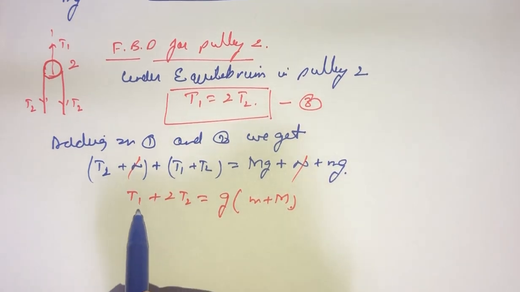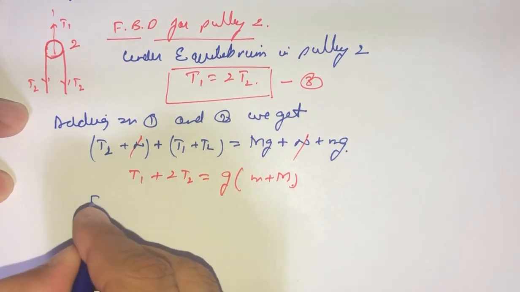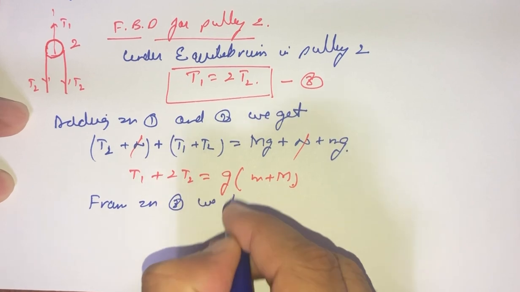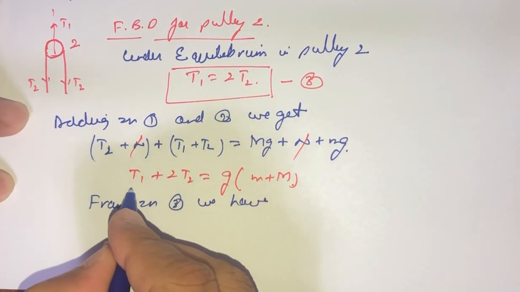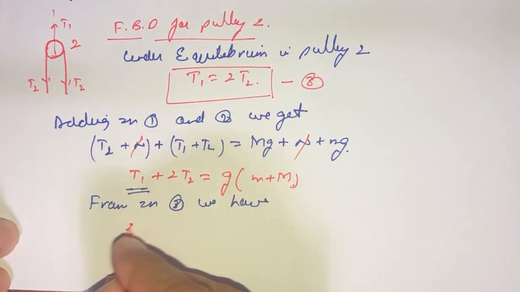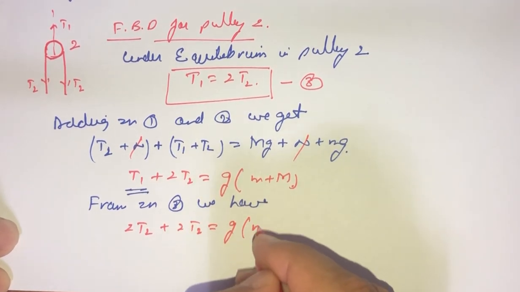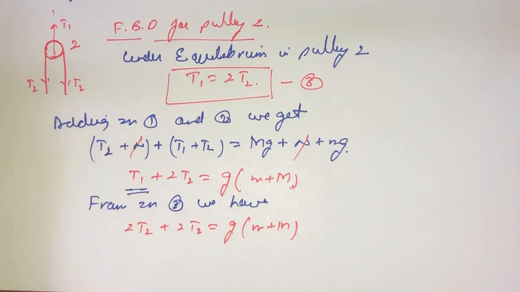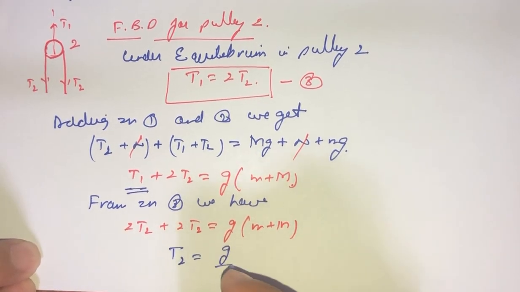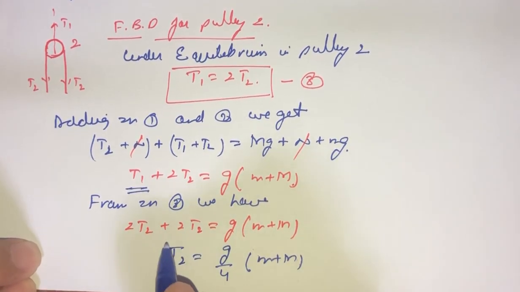And we already know that T1 is equal to twice T2. Okay? So we can write from equation 3, substituting the value of T1 as twice T2, this will be twice T2 plus twice T2 is equal to G times (m plus capital M), or we can say that T2 is equal to G upon 4, times (m plus capital M).